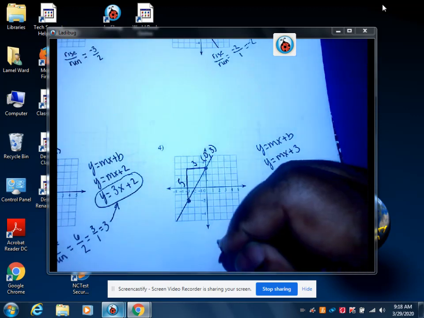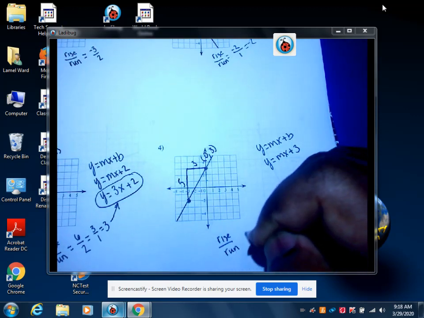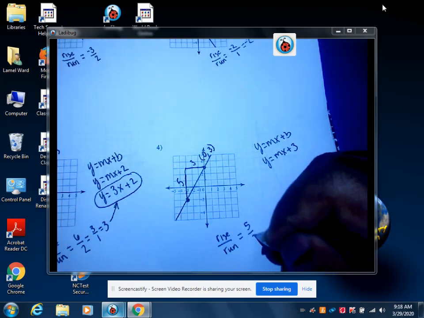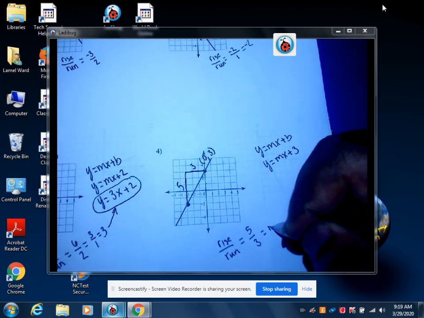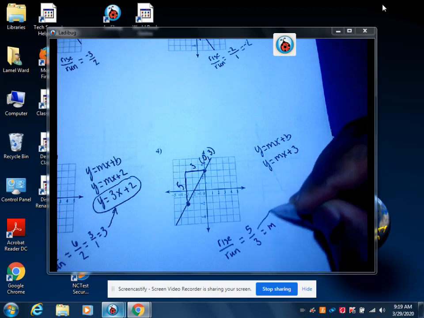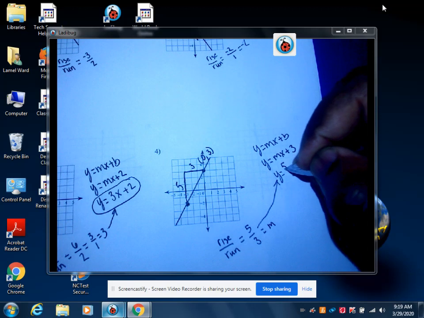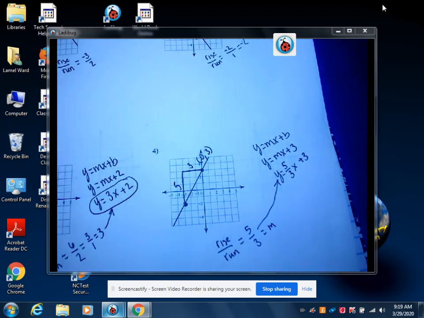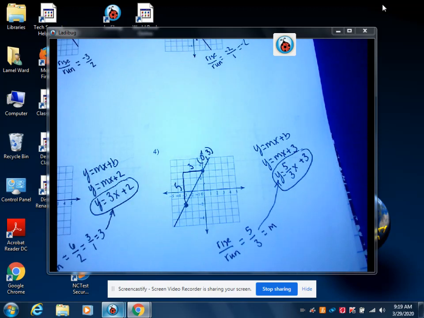So my rise again is going to be 5, positive 5. My run is going to be 3. Okay. That can't be simplified. So this is going to be your slope or your m. And I'm just going to plug it in. So now my y equals 5 over 3x plus 3. Okay. And that's all today's lesson's about. This is it. All right.